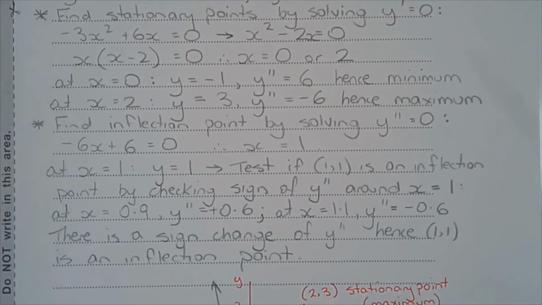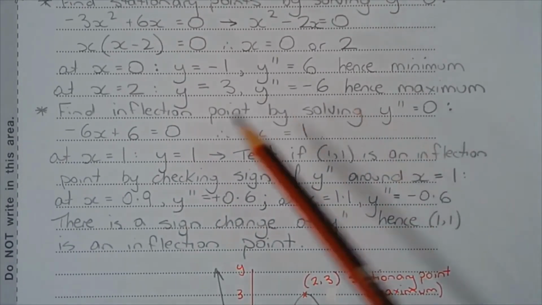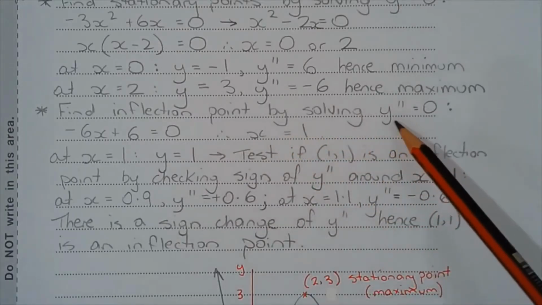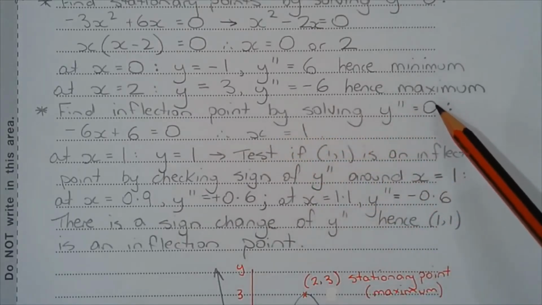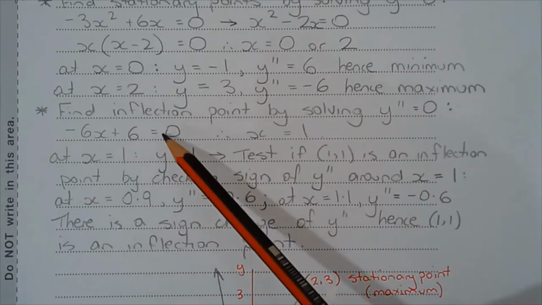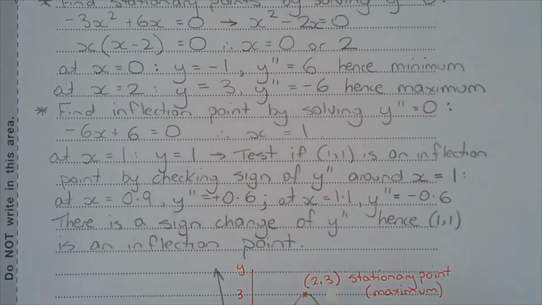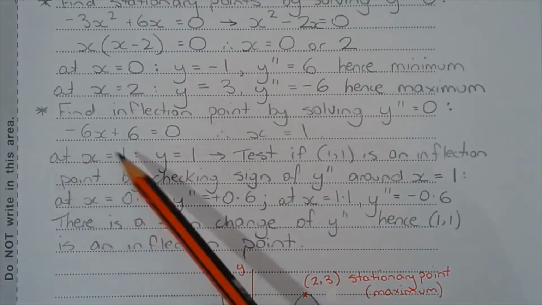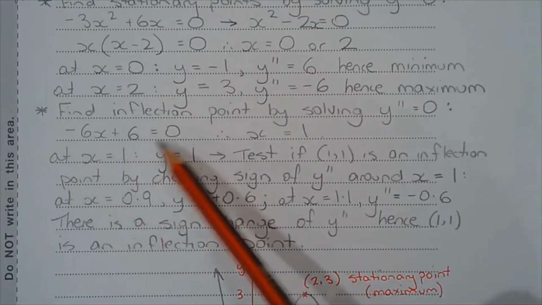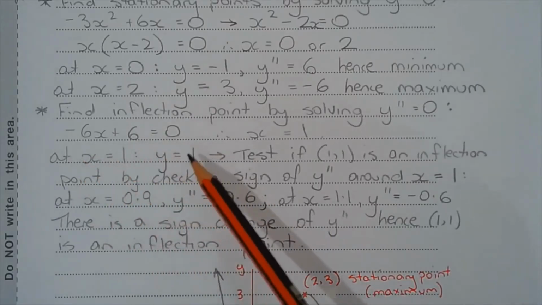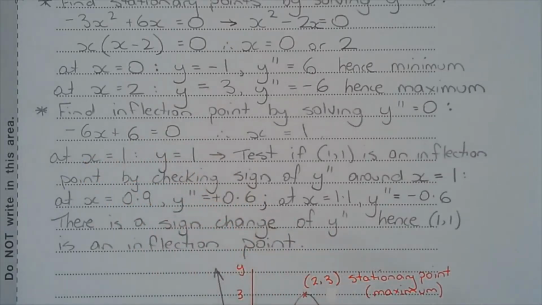Now to find the point of inflection. That can be found by solving the second derivative equal to 0. So that's -6x plus 6 equals 0, therefore x equals 1. But we need to test to make sure that it is in fact an inflection point. It's a possible point of inflection at this point. So at x equals 1, y equals 1, so that's the y-coordinate, the actual coordinate of the possible inflection point.